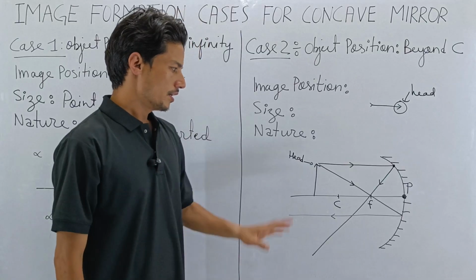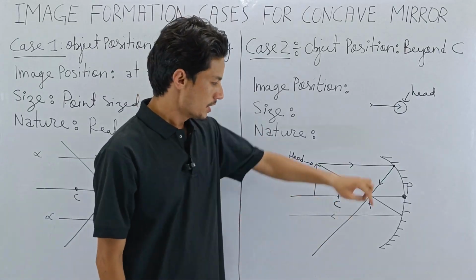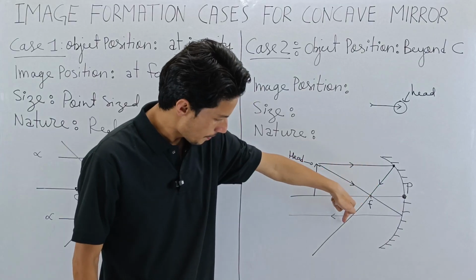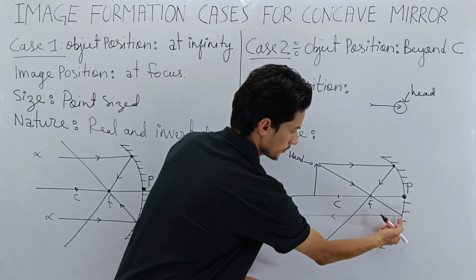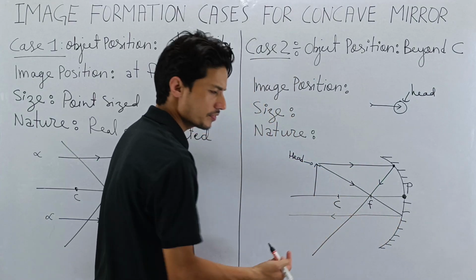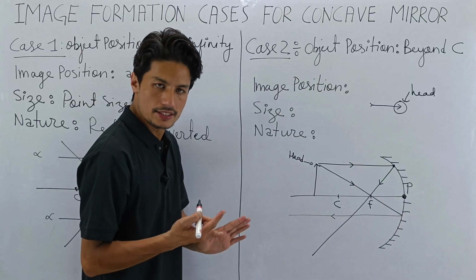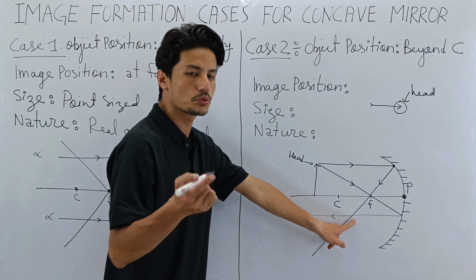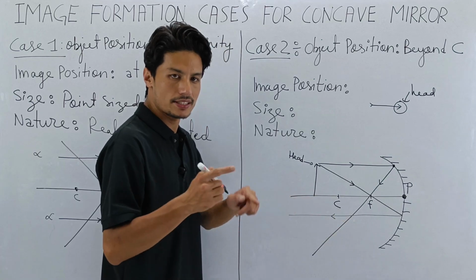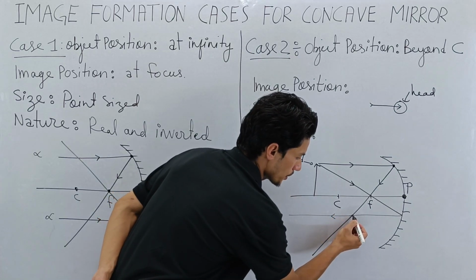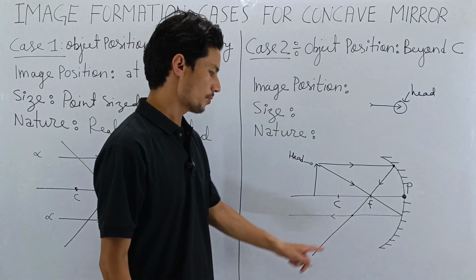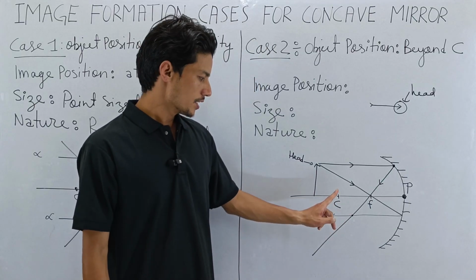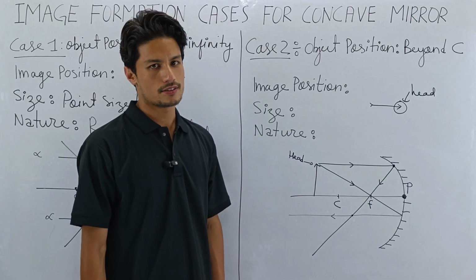Now, let's pay attention to the reflected rays. The first reflected ray is this one. The second reflected ray is this one. So do the 2 reflected rays meet? Do they touch each other? Yes, they meet here, isn't it, at this point. So here the image will be formed. Now, my first question is, is it a real image?